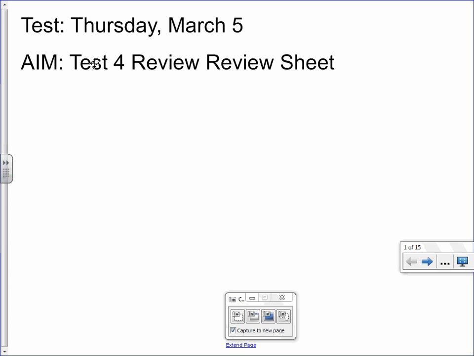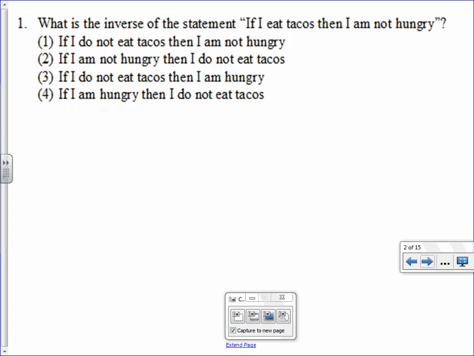This is your test 4 review sheet. Apparently it's a double review session going on here. Your test is going to be on Thursday, March 5th, and I'm going to show you how to do every single problem. Number 1, inverse.